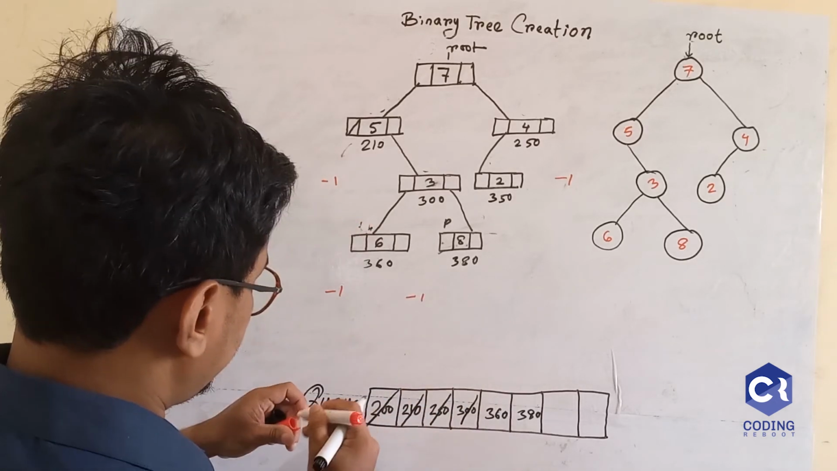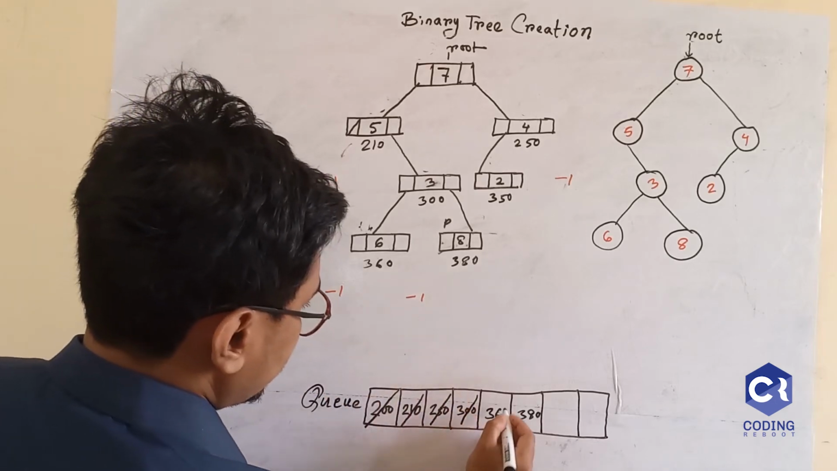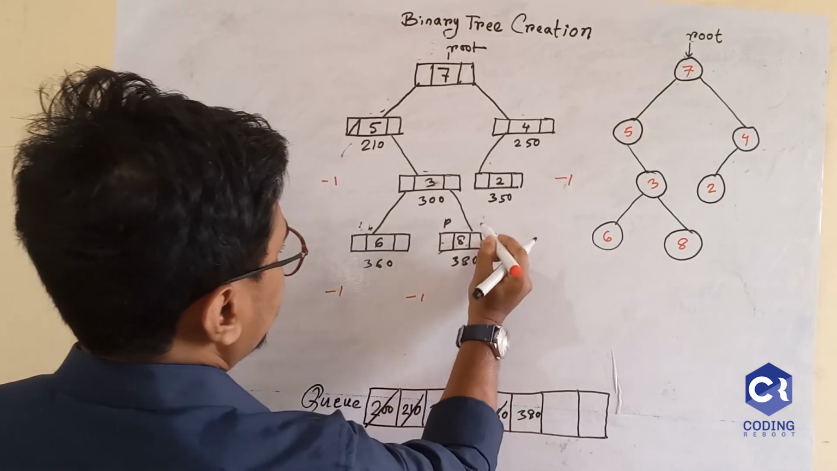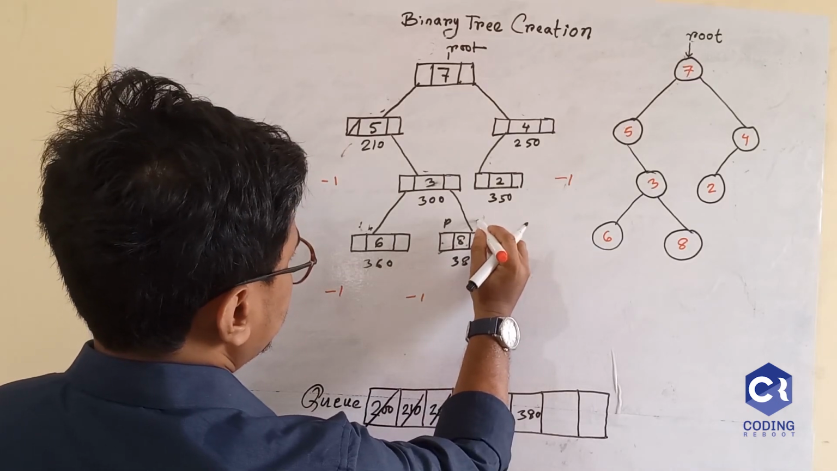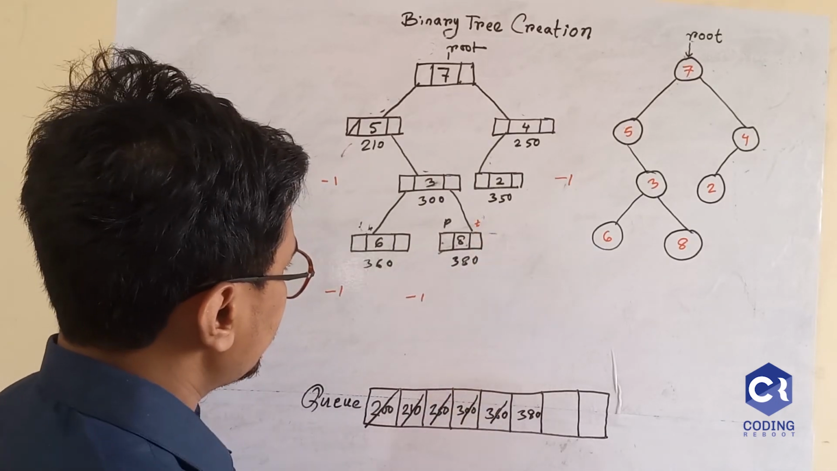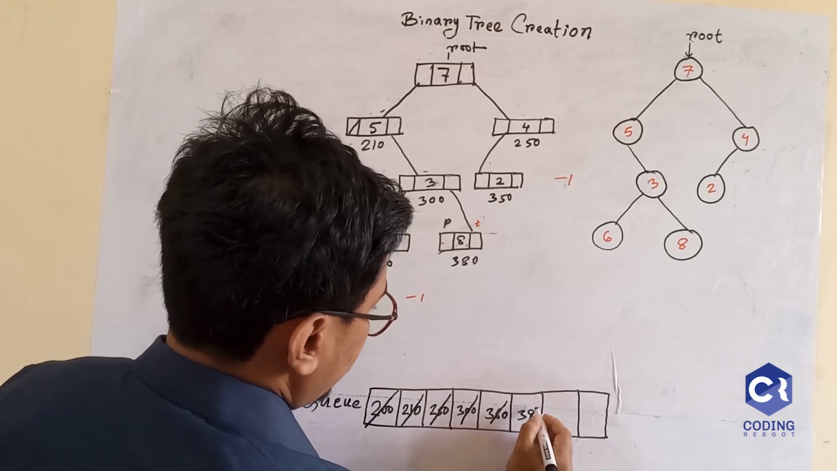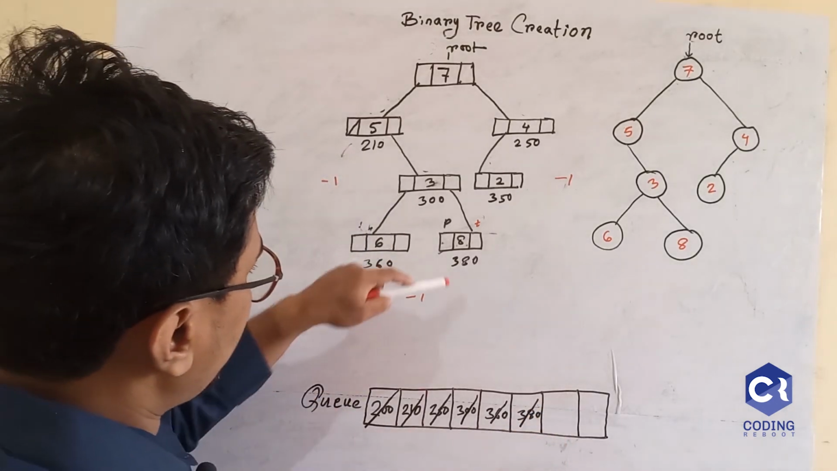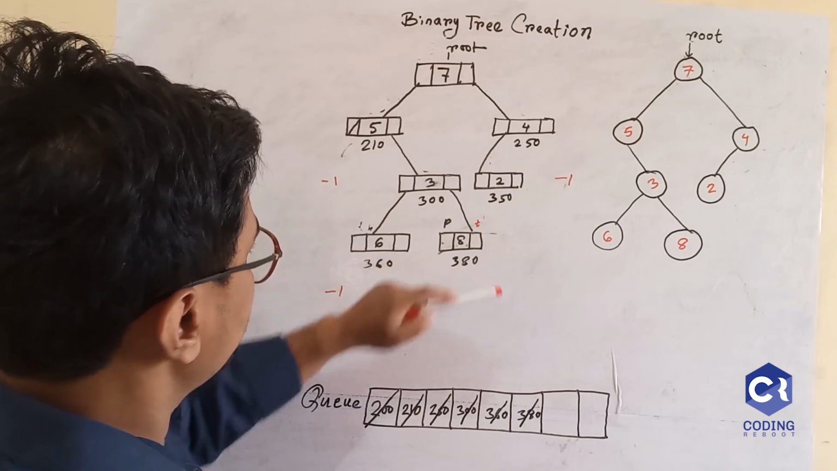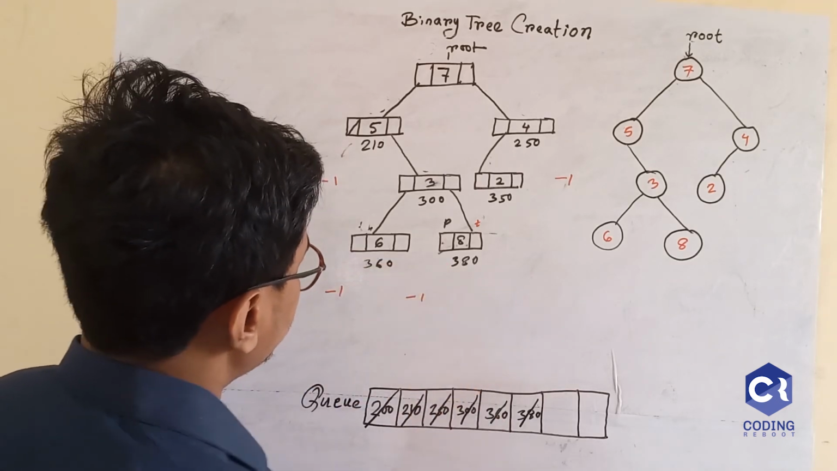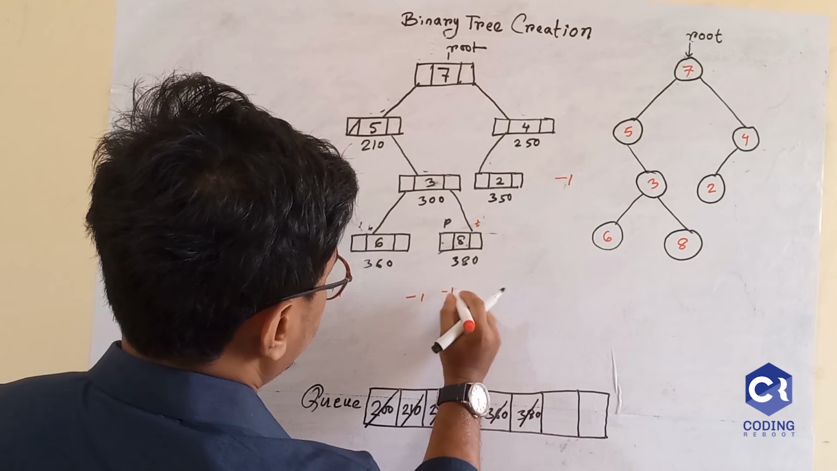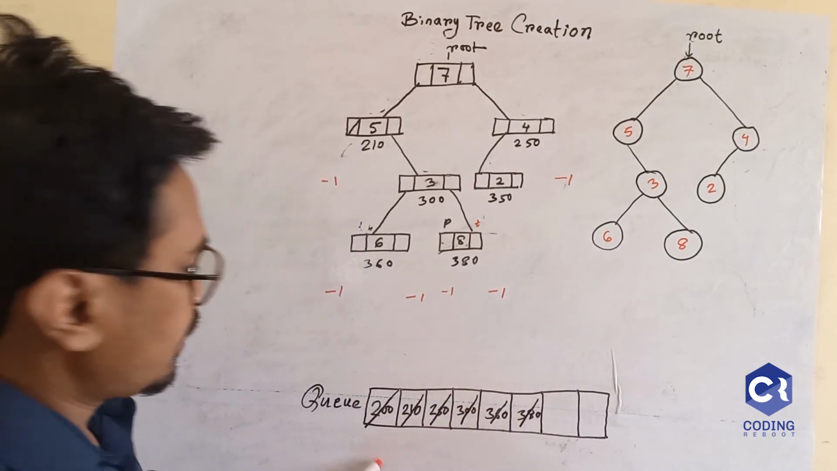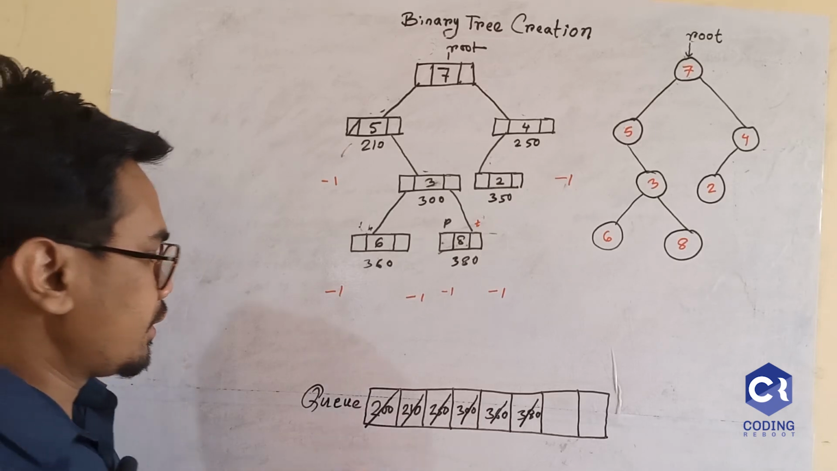Again, 360 is cancelled. Take the variable T here and remove this 380 and ask the same question, is there a left child or right child? No, there is no left child or right child of 8, so -1 and -1. Now our Q data structure is empty.